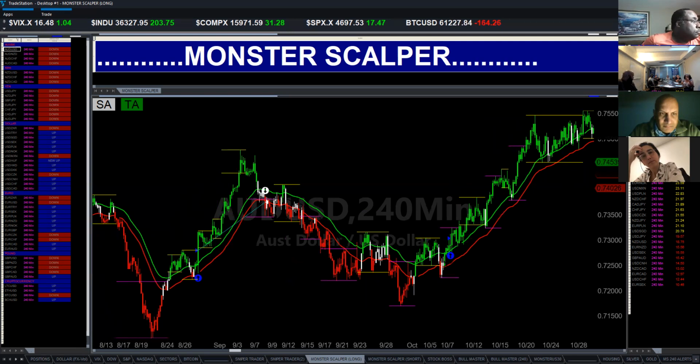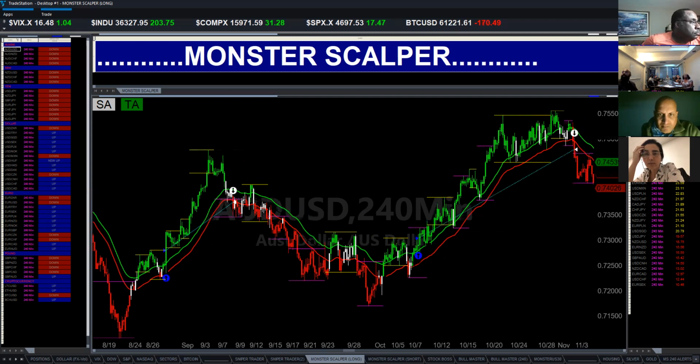Because it's using the resistance and the support. It wants to make sure that it's going in that direction. It has to cross, it has to break. Otherwise, what happens? It can go back in the other direction. It can go up, or down. So it can keep going up.